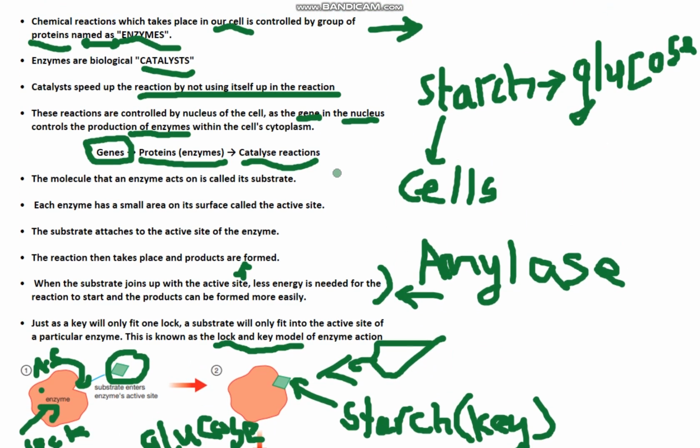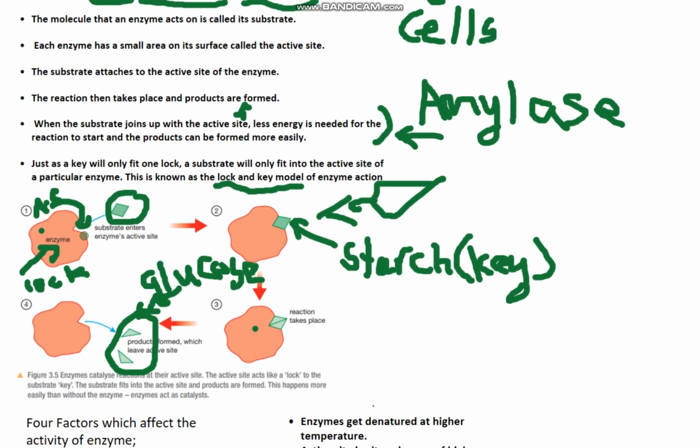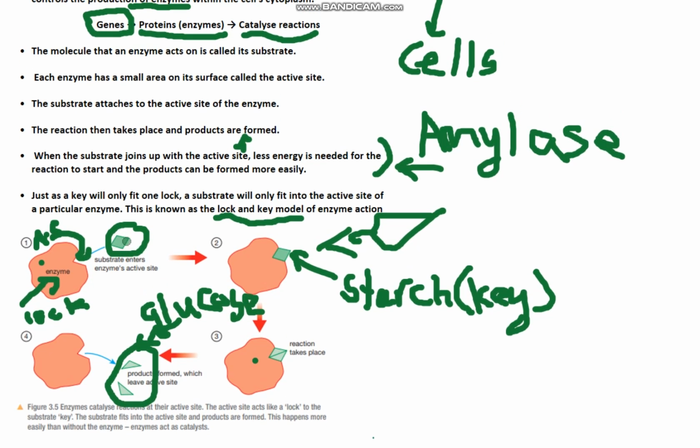In summary, I will say this again: enzymes are a group of proteins which are produced by genes. Genes produce proteins which are enzymes, and enzymes are biological catalysts. A biological catalyst speeds up the reaction by not using itself up, and enzymes take part in catalyzed reactions and reduce the energy required for the reaction to start, and they form the products more easily and make the reaction quicker and faster. Then we talk about the lock and key model of an enzyme: an opening of an enzyme where the substrate binds is known as the active site, and the reactant coming and binding to the active site is known as the substrate. The substrate acts as a key and the enzyme acts as a lock. So it is a lock and key model.